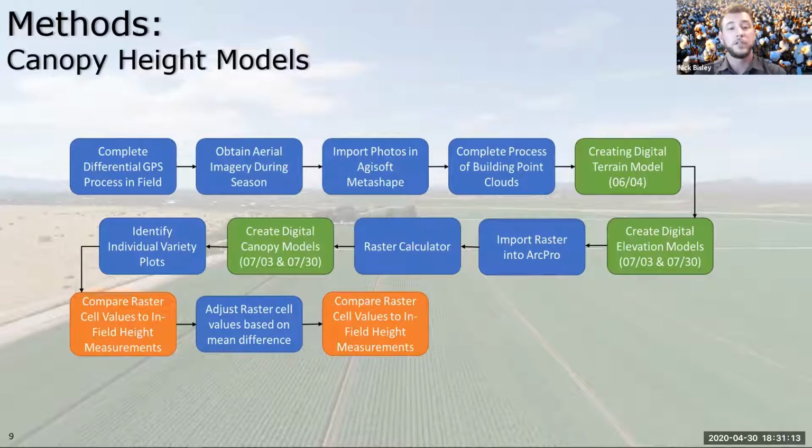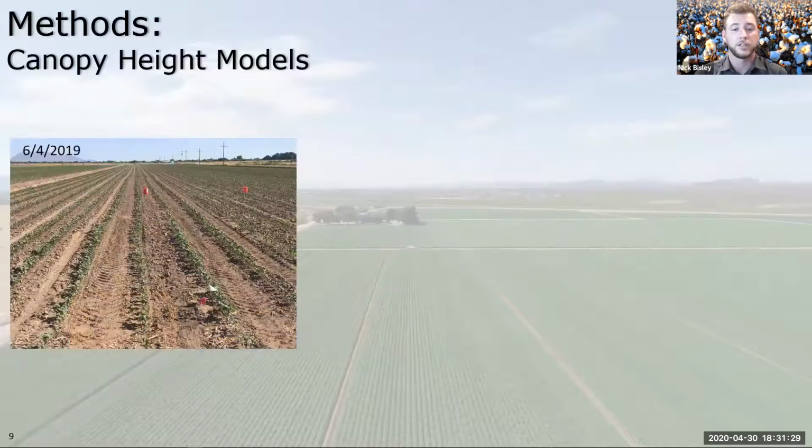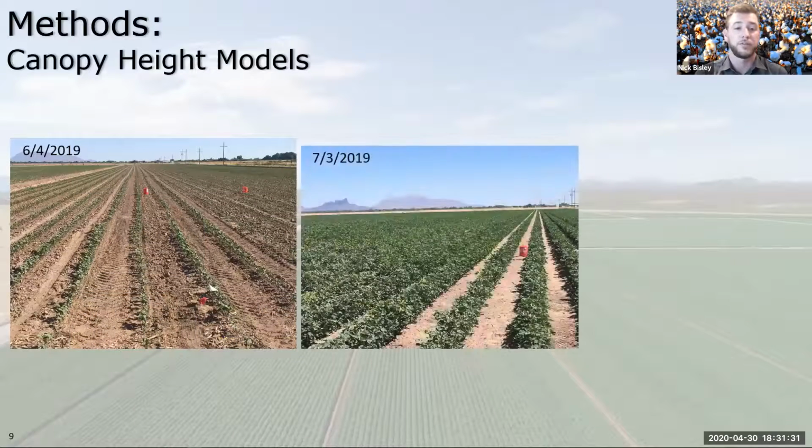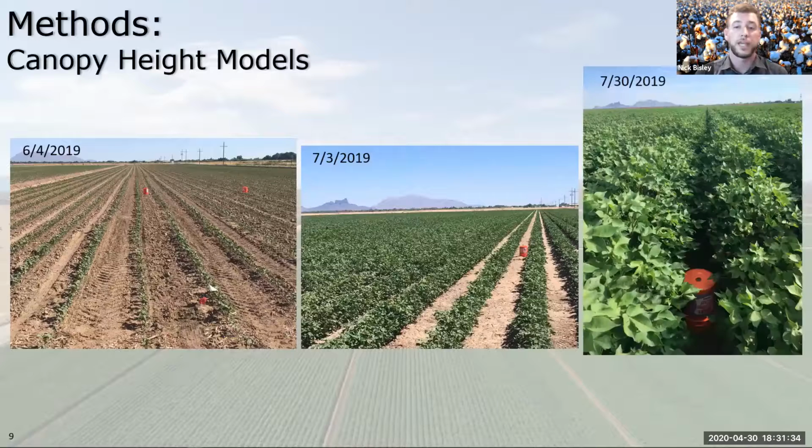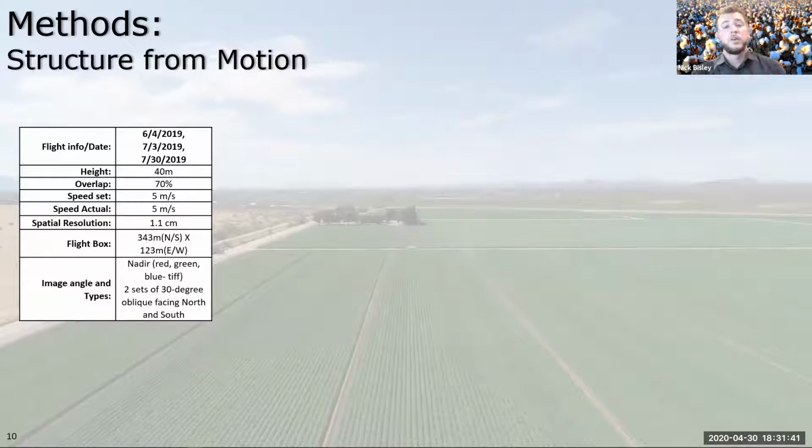A lot of the infield data collection was similar. The only thing different is instead of an orthomosaic, digital elevation models and digital terrain models were created. And so that gives height and elevation data to the ground and to the images. And here's a quick snapshot of what the 3 different canopy heights looked like at the times of imagery collection. This process of creating a 3D model from 2D images is called structure from motion.